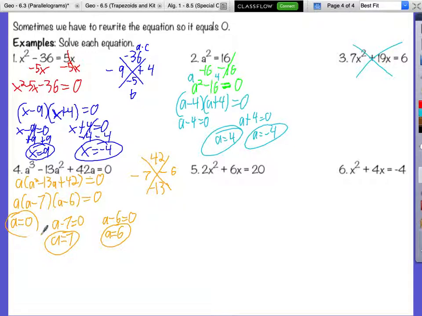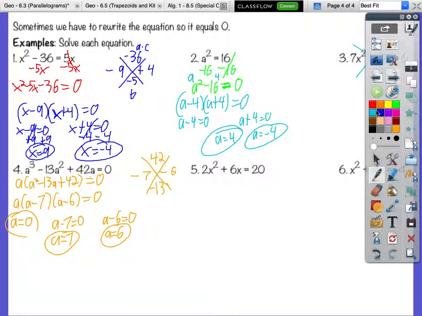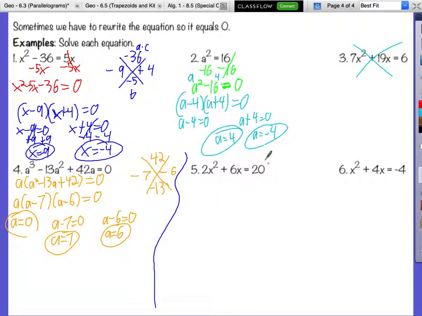Okay. One other thing I want to look at. Let's look at number 5 together. Let's look at this one briefly together here. Okay. So here, is this equal to 0? No, we didn't make it that way. How do we make this equal to 0? Subtract 20. So we'll write this 2x squared plus 6x minus 20 equals 0.